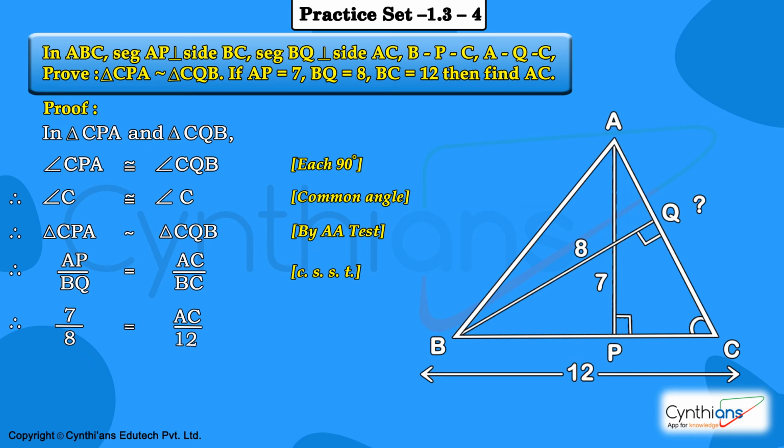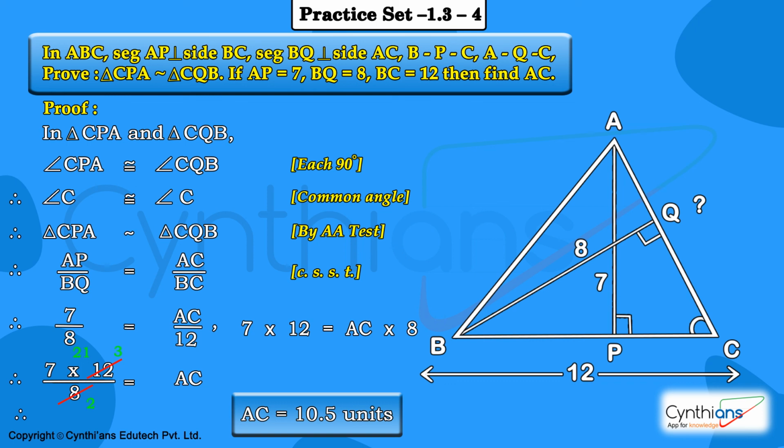To find AC, we need to cross multiply. So let us cross multiply. 7 into 12 is equal to AC into 8. Therefore, 7 into 12 upon 8 is equal to AC. 12 and 8 are divisible by 4. So 4 2s are 8, 4 3s are 12. 7 into 3 will give me 21 upon 2, and 21 divided by 2 is nothing but 10.5. So therefore AC is equal to 10.5.